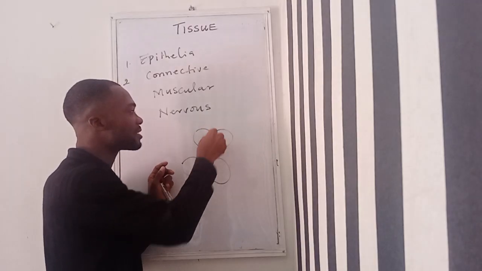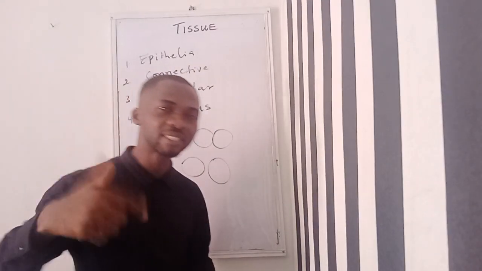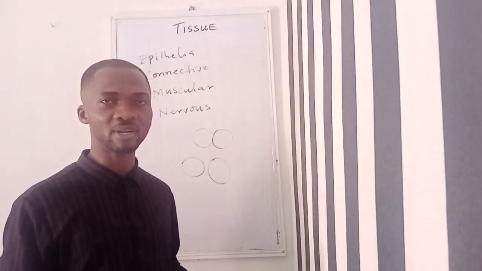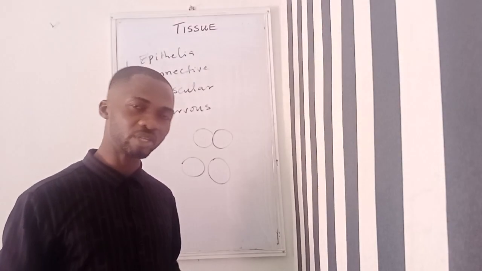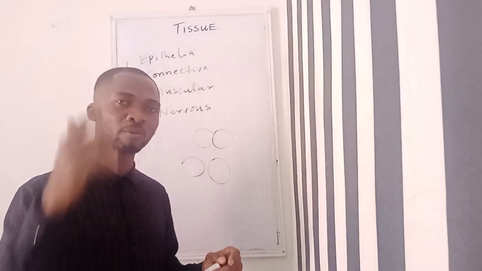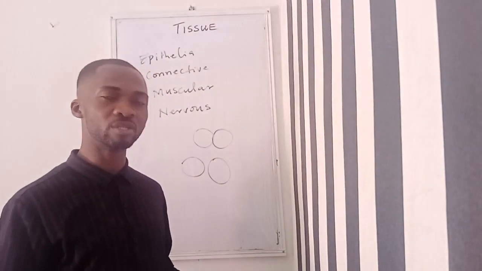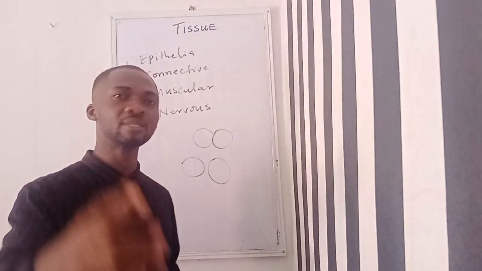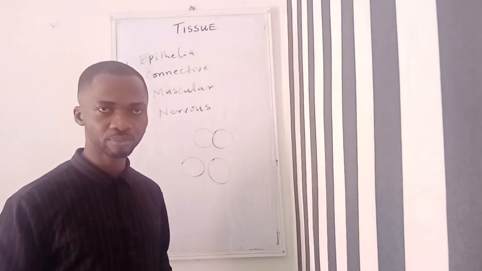That means the cells are usually attached together by what we call intercellular cement, or the ground substance. It helps to bind the cells together to form a continuous cell sheet, which now does the function of protecting the inner and external part of the body.